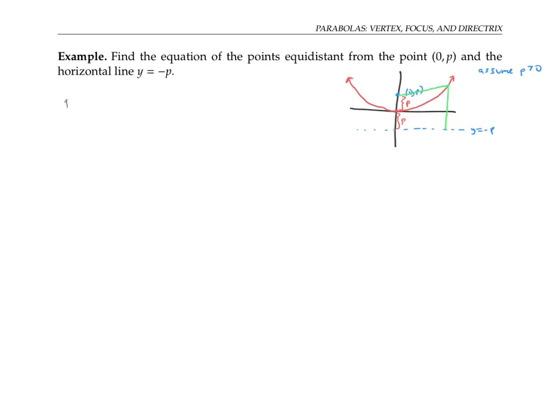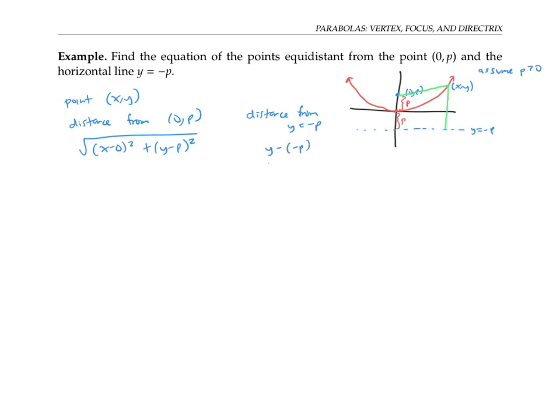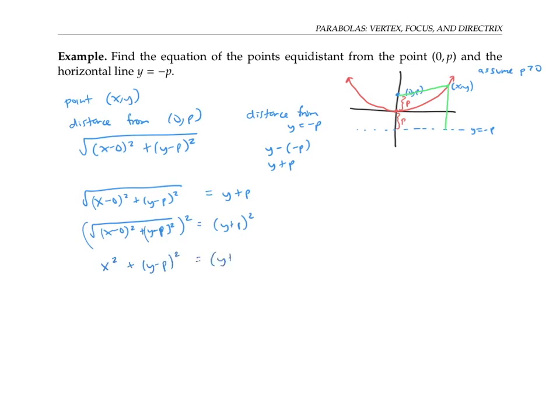If we take an arbitrary point with coordinates (x, y), its distance from the point (0, p) is given by the distance formula, the square root of x minus 0 squared plus y minus p squared. Its distance from the line y equals negative p is just given by its difference in y coordinates. So that's going to be y minus negative p, or y plus p. Let me set these two quantities equal to each other and simplify. I can square both sides to get on the left x minus 0 squared, which is the same thing as x squared, plus y minus p squared equals y plus p squared.